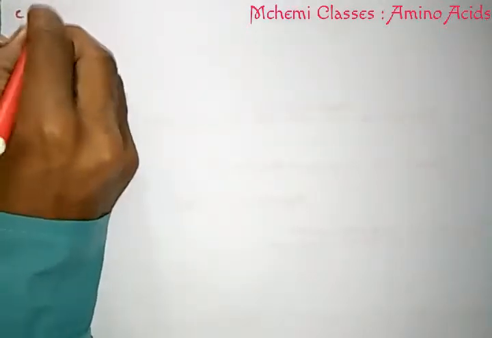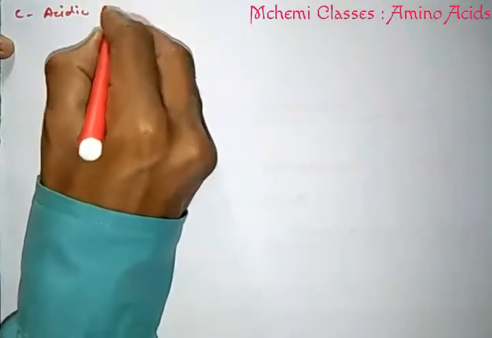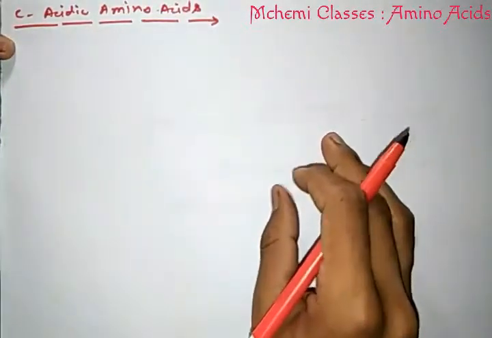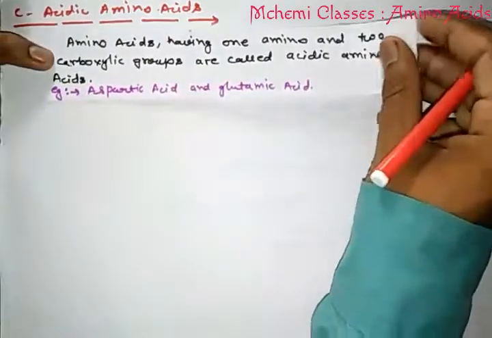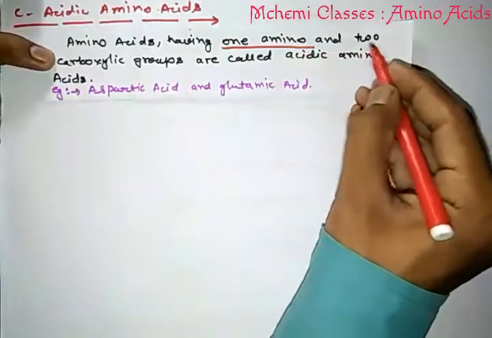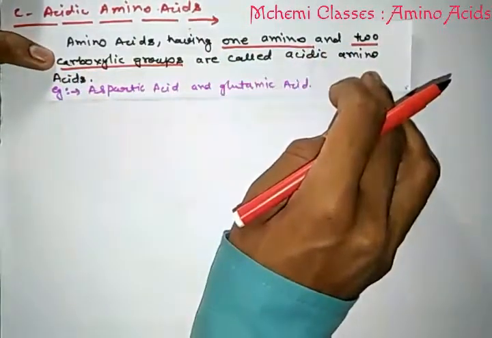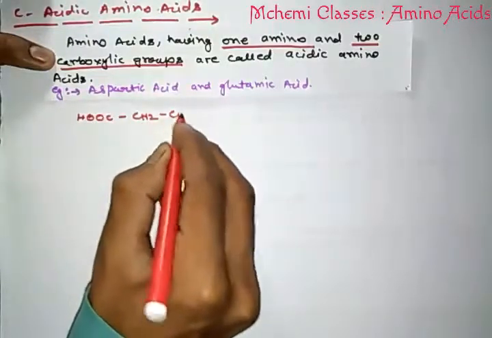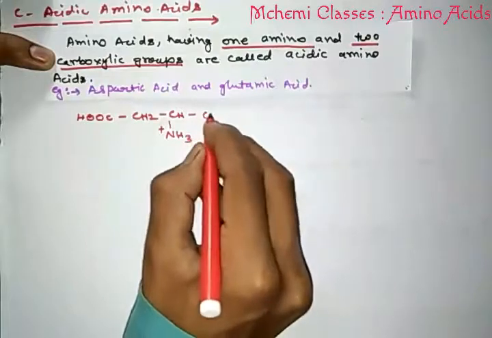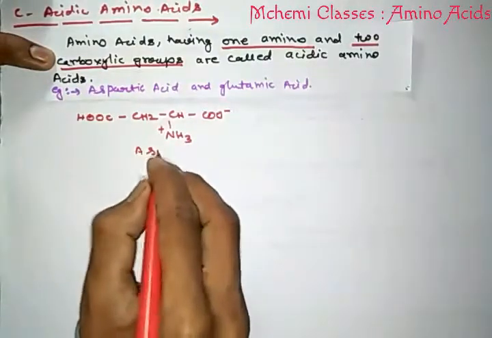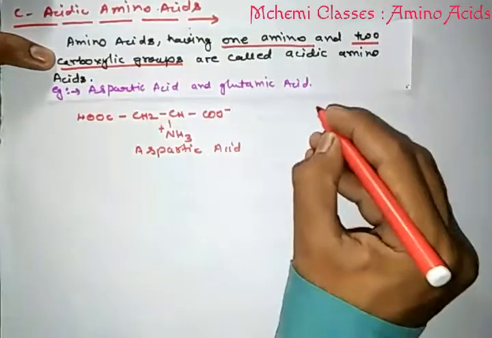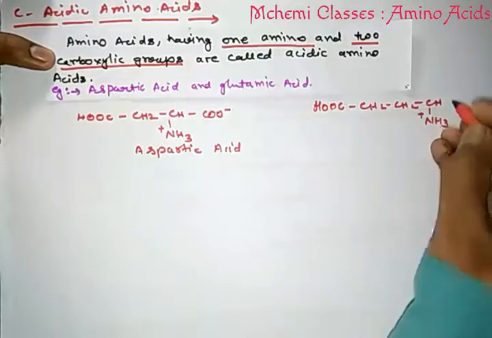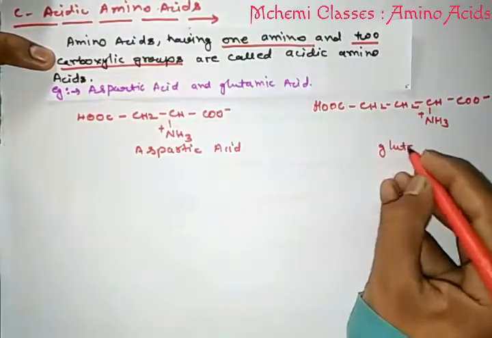The third is acidic amino acid. We can define them: amino acids having one amino and two carboxylic groups are called acidic amino acids. The examples are CH2, CH, NH3 plus, and COO minus, which is aspartic acid, and CH2, CH2, CH, NH3 plus, which is glutamic acid.